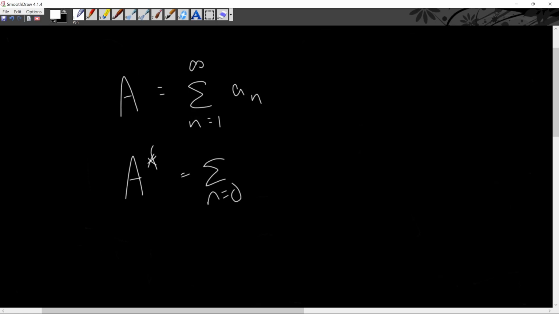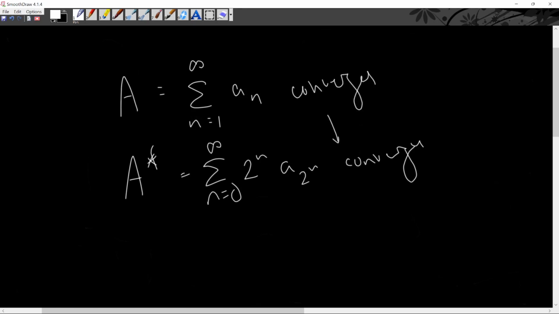And there's also the Cauchy condensation test. Again, I'm just going to explain what's happening with this. Say that A is equal to the sum from n equals 1 to infinity of a sub n, and A star is the sum from n equals 0 to infinity of 2 to the n times a sub 2 to the n. If this converges, then this converges. Again, this is a bit of an edge case, but I suppose it does make sense.